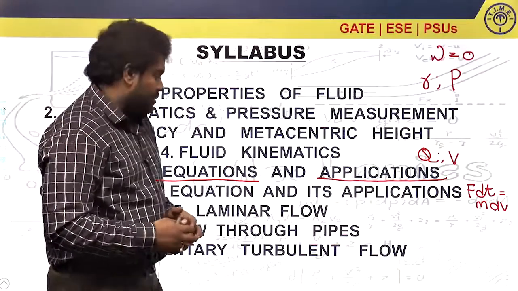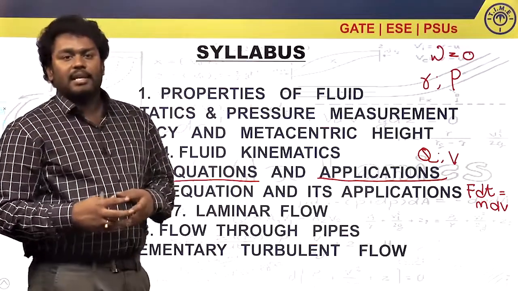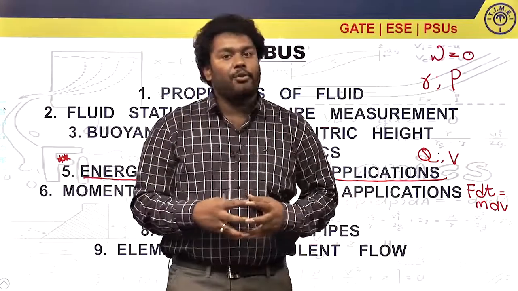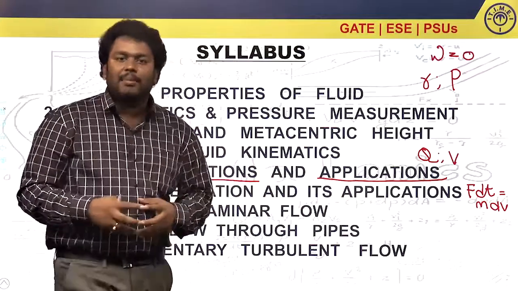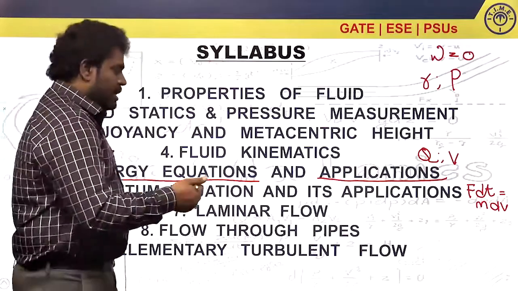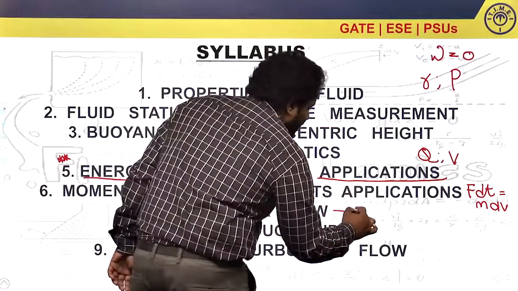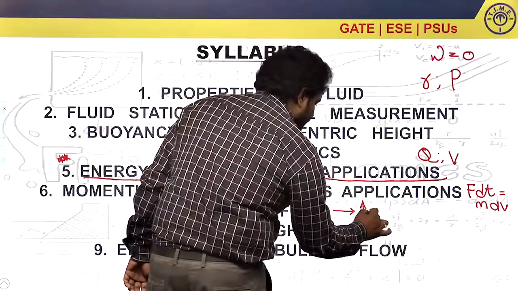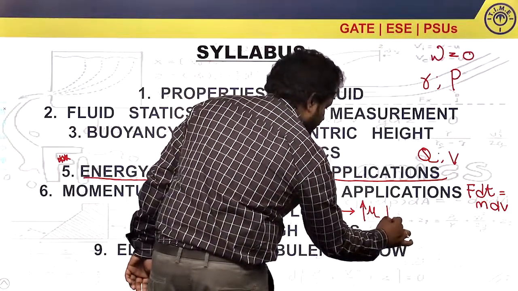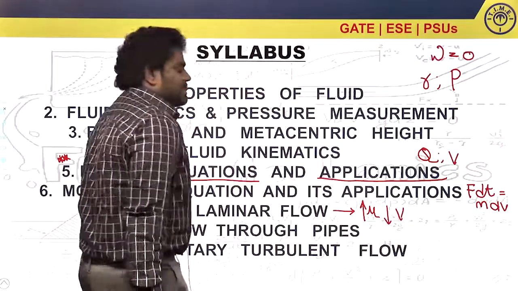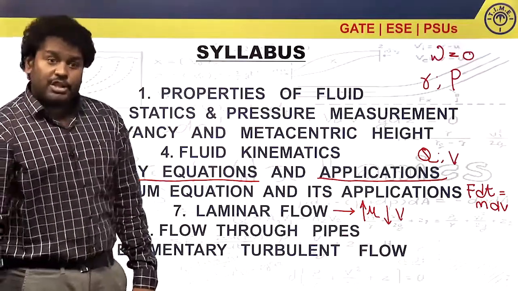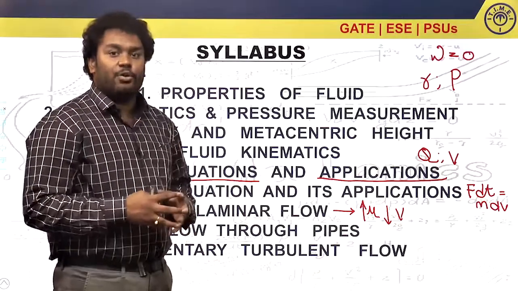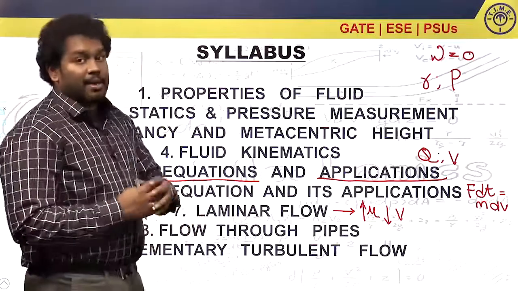Laminar flow. As we discussed, the fluid can have two different types of flows, that is laminar flow and turbulent flow. What is a laminar flow and what is a turbulent flow? See, this is an ordered flow, that is there will be high viscosity and low velocity. This type of organized, ordered flow, where high viscosity and low velocities are obtained in the flow, you call it laminar flow.